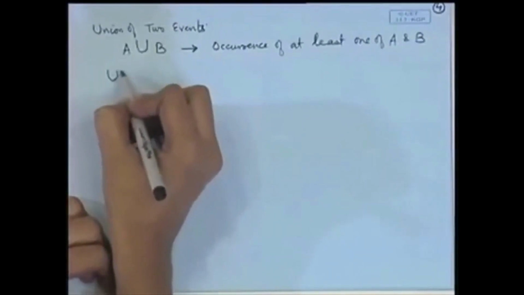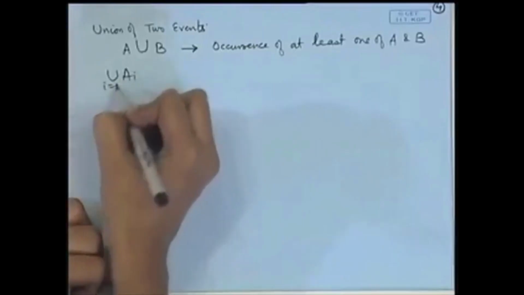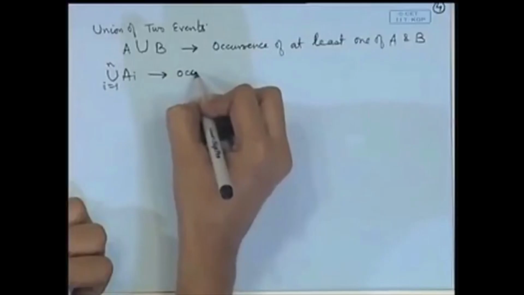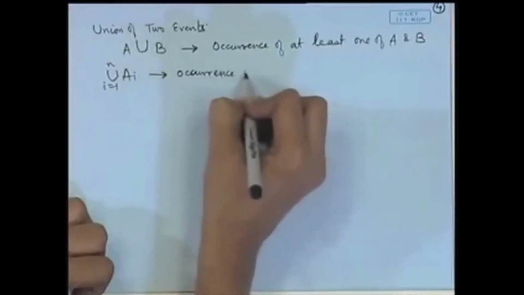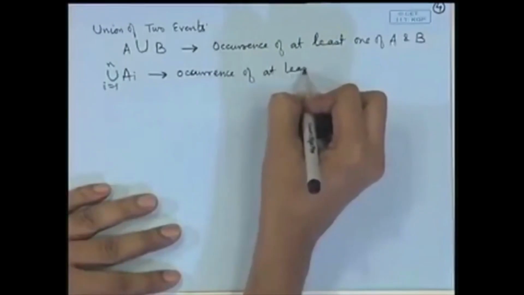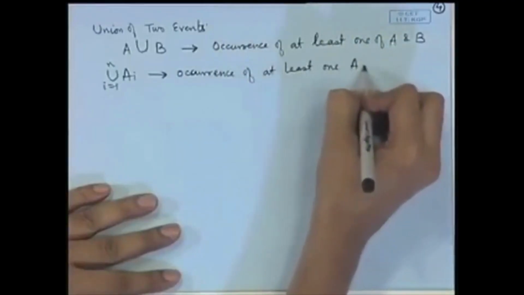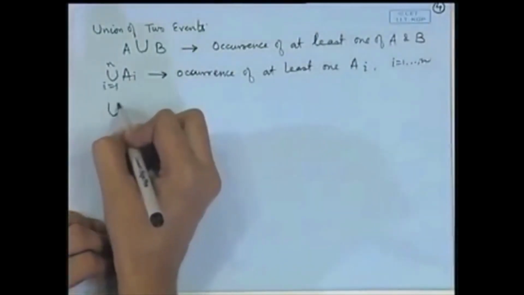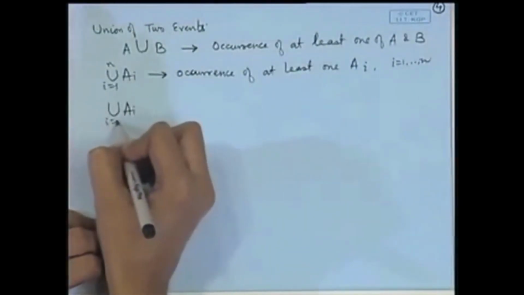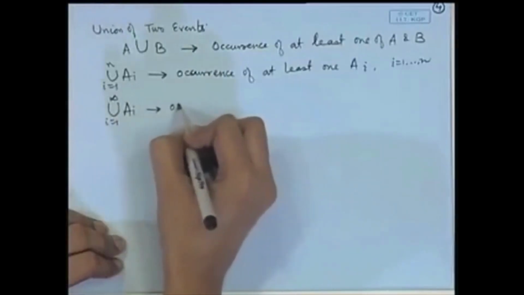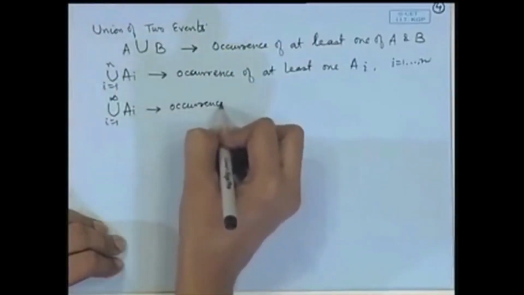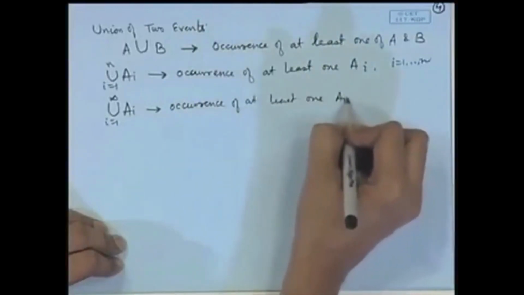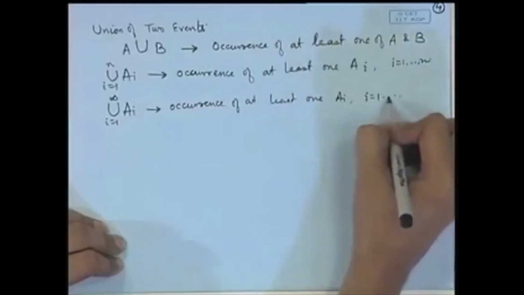Similarly, we may consider union of n events A1, A2, ..., An. Then this will mean occurrence of at least one Ai, i equal to 1 to n. We may even consider a union of an infinite number of events, union Ai, i equal to 1 to infinity. This will mean occurrence of at least one Ai, i equal to 1 to infinity.